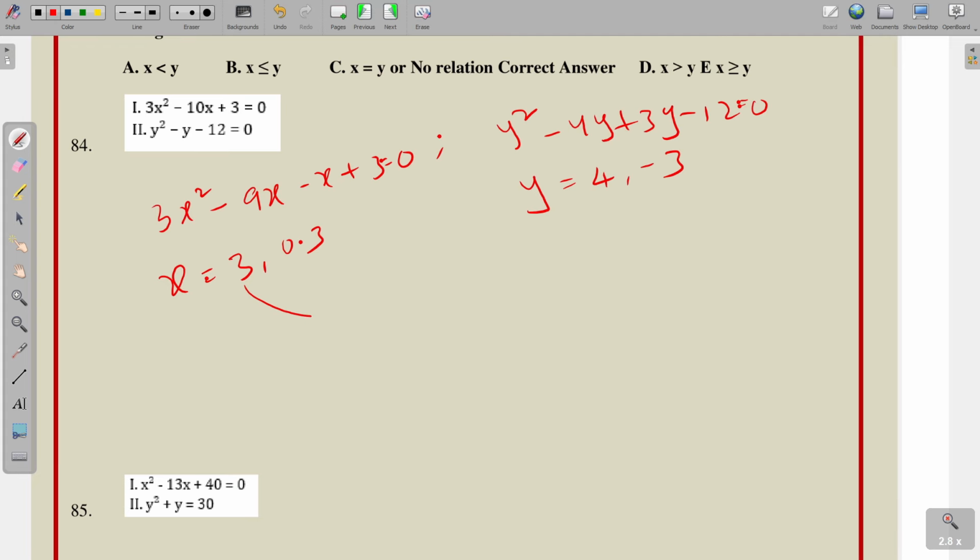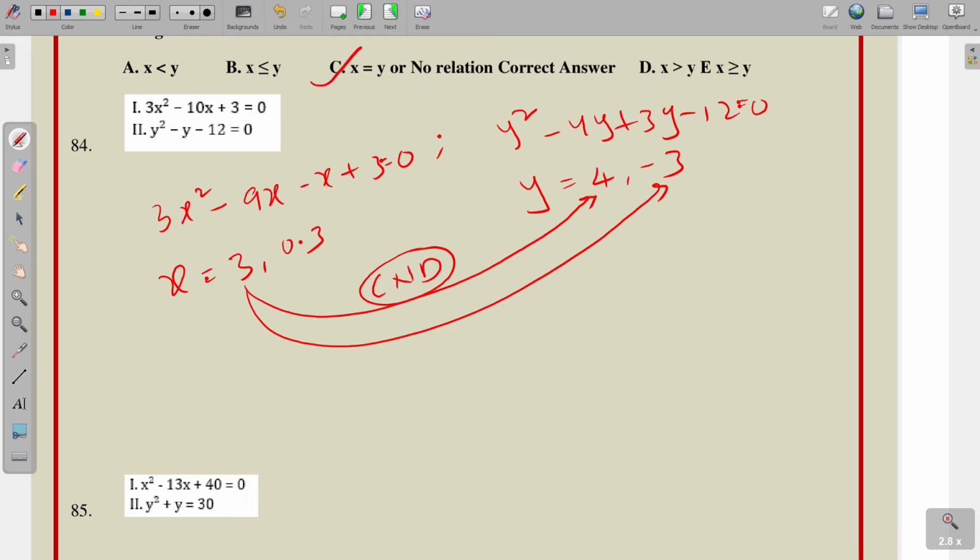The comparison of x and y: from this x is lesser, from this x is greater, that is why it can't be determined, no relation. That is C, x is equal to y or no relation. Correct answer for this question. Next one.